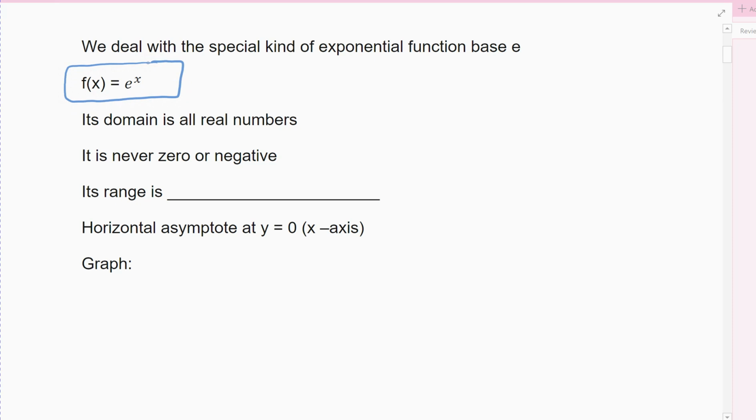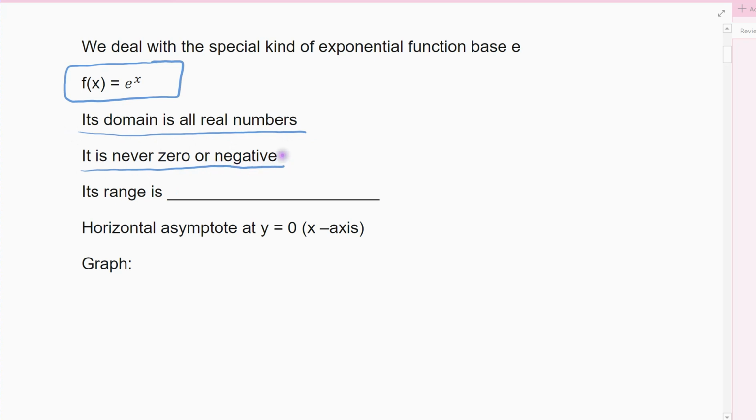So e is the base, the natural number e, which is 2.7, that decimal that goes on forever. All right, and so e is an irrational number like pi, and that's what the base number is, and then the exponent is the variable. I can plug anything I want into that: positive, negative, decimals, fractions, rational, irrational. Its domain is all real numbers.